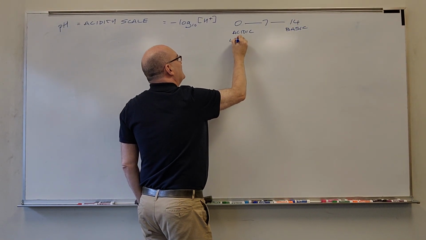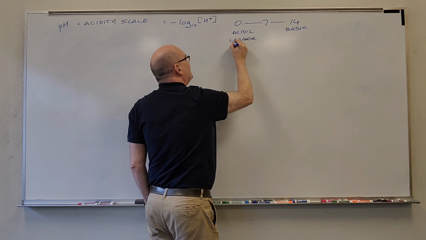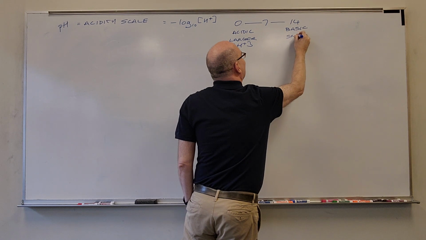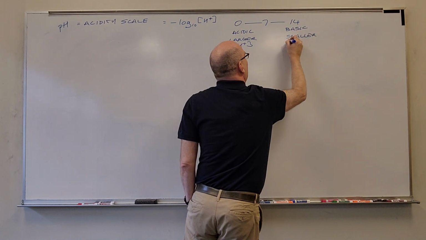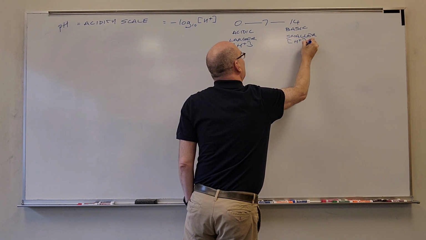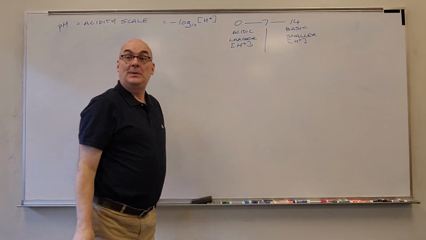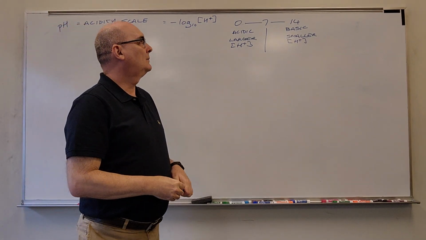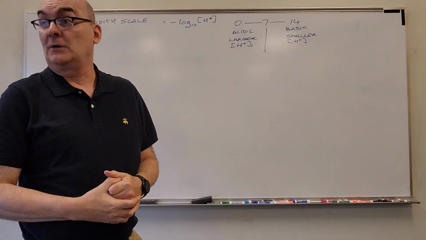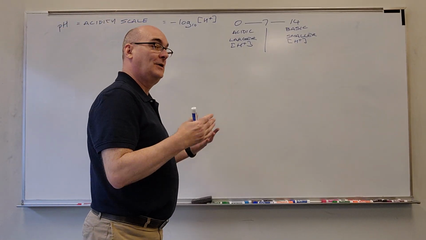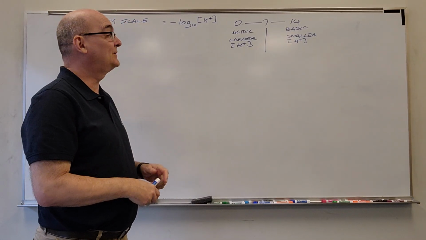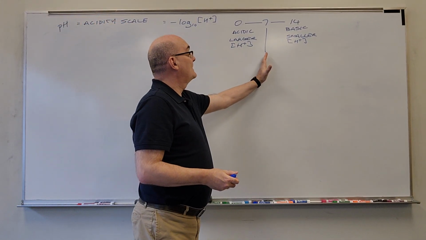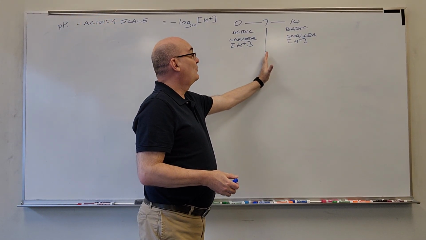The acidic values showing us larger H plus, and the basic values being smaller H plus. 7 being neutral. If your water is completely neutral, then the amount of H plus and OH minus, the amount of acid and base, is equal, and we're going to measure everything relative to that.